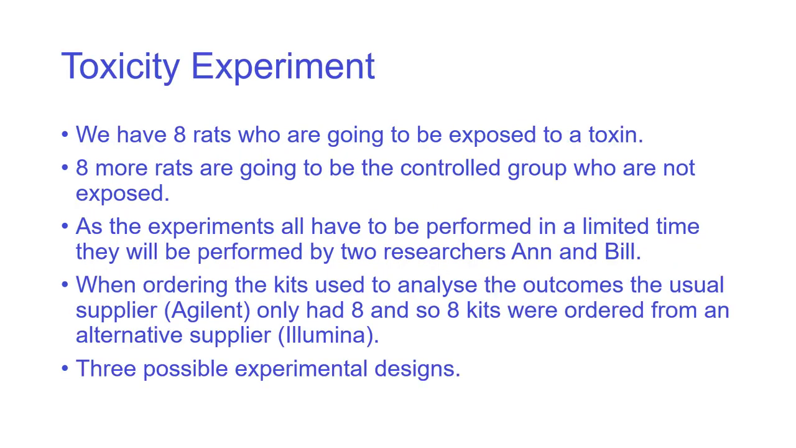Now the experiment that I've chosen to do as a demonstration is one involving toxicity. So it's going to involve 16 rats in total. 8 are exposed to a toxin, 8 are going to be the control group. So they are given something, a preparation, but it's inert and not toxic. You have to make sure that both the treated and untreated group are given something. Now the experiments are going to be performed by 2 different researchers, Anne and Bill, A and B.